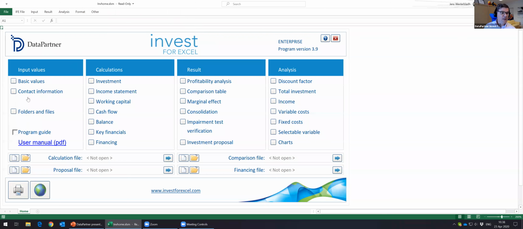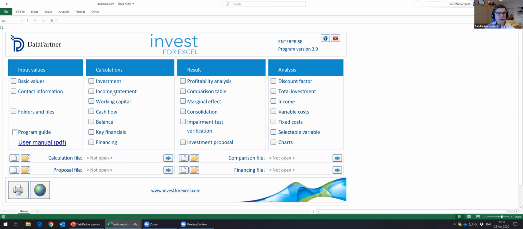Then you see also the buttons where you can access different parts. So typically when you make a calculation, you start with some basic values, basic assumptions for your calculation, like time and periodization and discount rate and taxes. Then there's the contact information for your own contact information and some information about the case. Then you continue here to the investment table to specify the capital expenditures and depreciation methods.